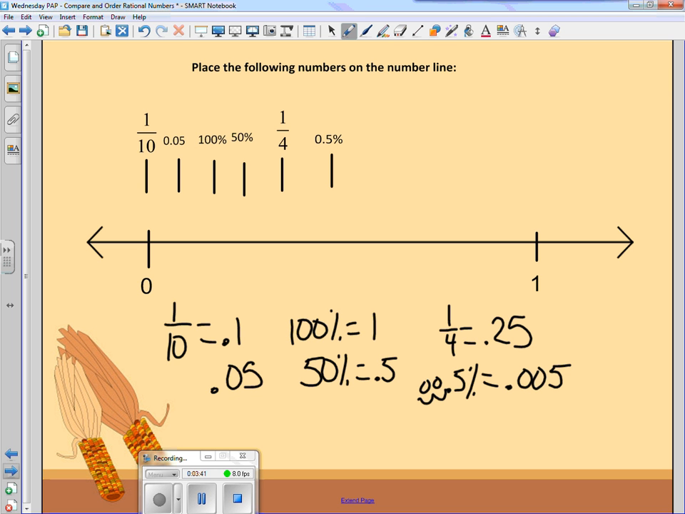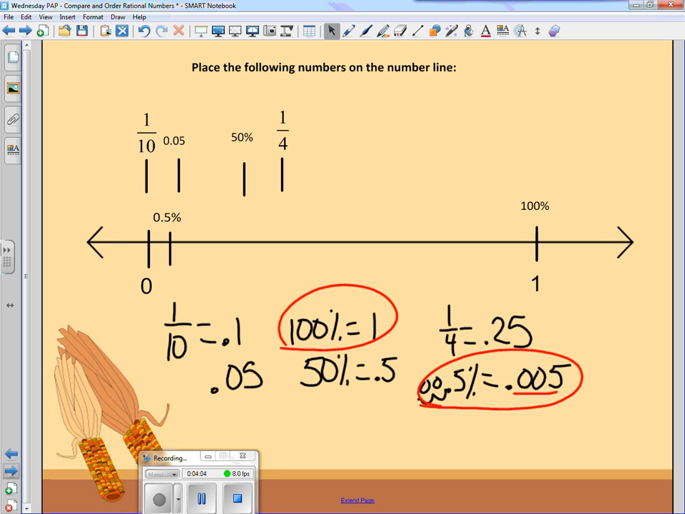So I want to put them in order. Well, we can see that this is the biggest because it's 100%. So that's actually the same thing as 1. So I want to put it on top of 1. Then we can see that this is the smallest because of this decimal. I ordered my decimals. So that's almost 0. The second smallest would be 5/100ths because I went 5/1000ths, 5/100ths.